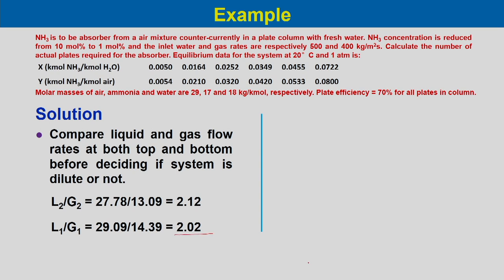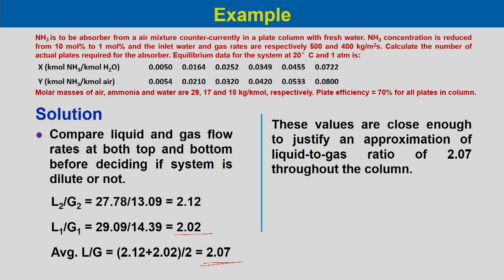If we take the average L by G, it would be 2.12 plus 2.02 divided by 2, which is 2.07. So, essentially L by G is almost close to each other, and we can assume they are constants. These values are close enough to justify an approximation of the liquid to gas ratio of 2.07 throughout the column.